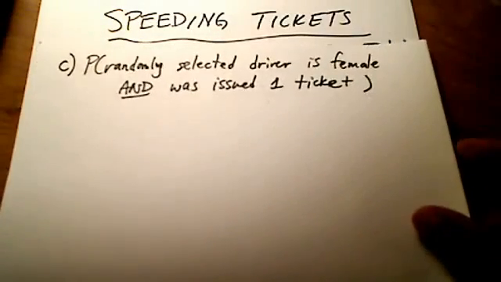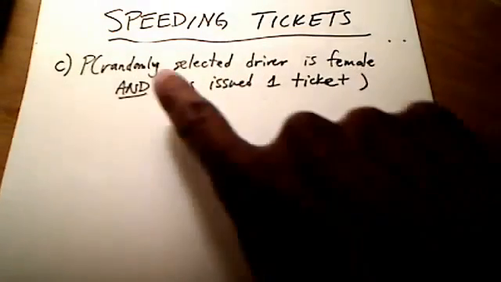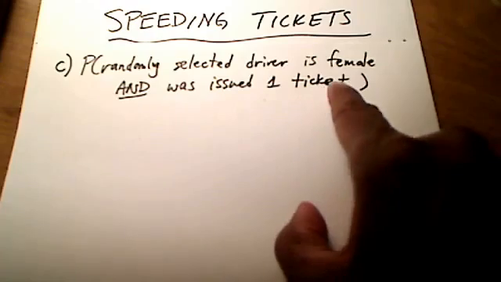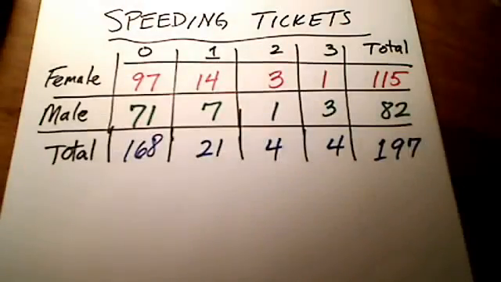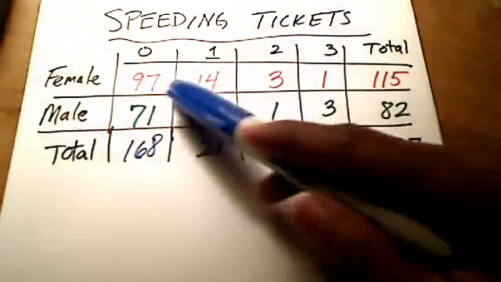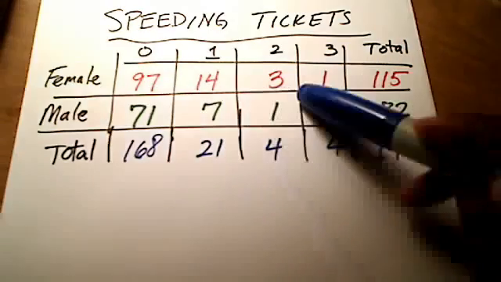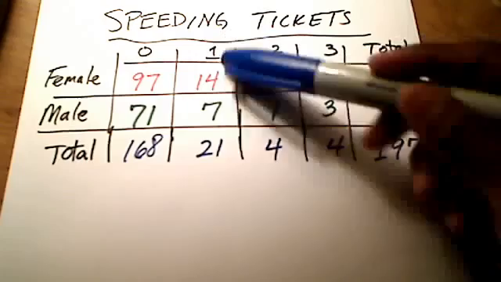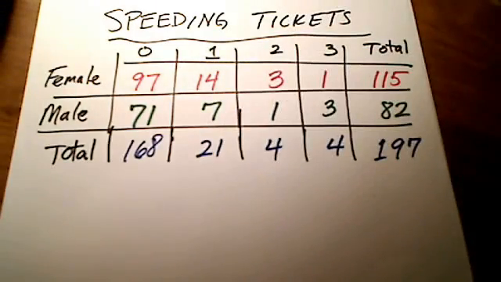How about this one? Randomly selecting a driver who is female and was issued 1 ticket. Now there's only one spot. I hope you see this whole row represents female, the red row that I have up at the top: 97, 14, 3, 1. That's our number of females. And this is our column for 1 ticket.